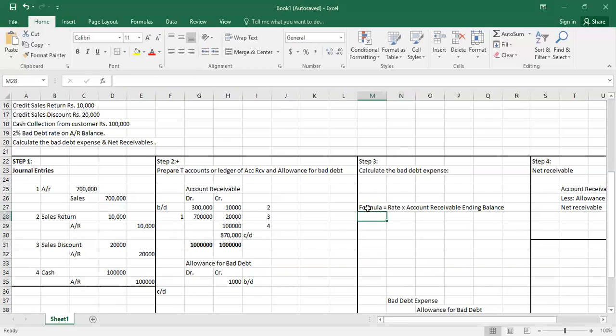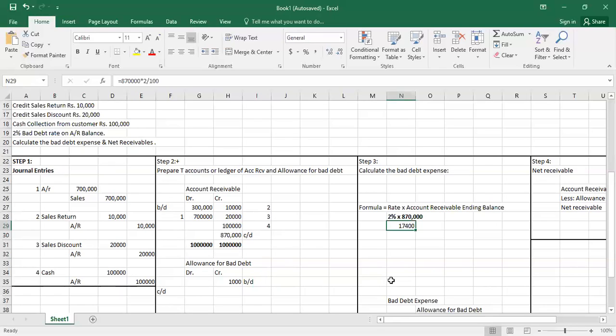Now, what is the rate? The rate is 2%. So we have to multiply it by our ending balance. The ending balance is 8,70,000. So we have to multiply by 8,70,000 here. What would be the answer? We have to calculate 8,70,000 multiplied by 2, divided by 100. Our answer is 17,400.